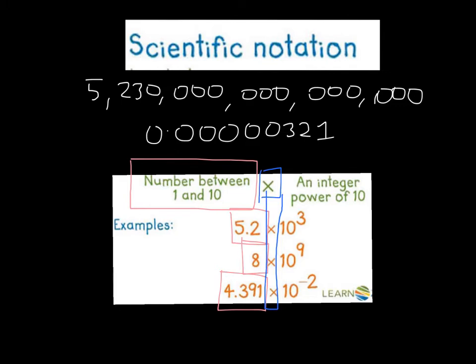Then using our powers of 10 strategy, so multiplying by tens, hundreds, thousands, dividing by tens, hundreds, and thousands. The last part is an integer with the power of 10. So you can see 10 to the power of 3, 10 to the power of 9, and 10 to the power of negative 2. Let's have a look at that in action.